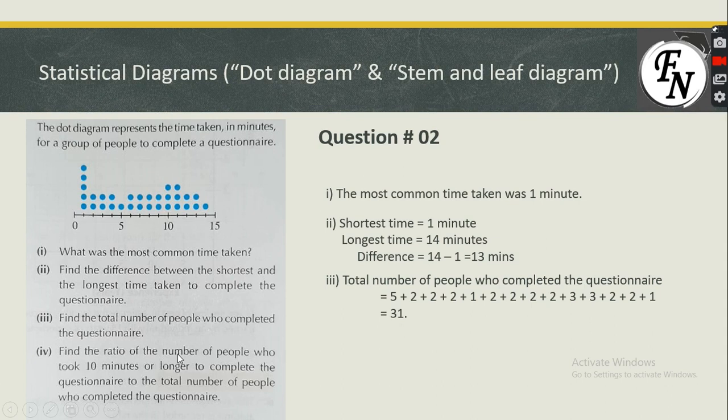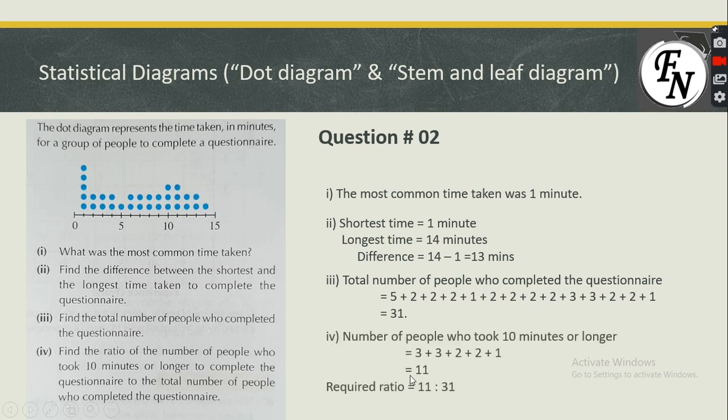After that, we need to find the ratio of the number of people who took 10 minutes or longer to complete the questionnaires to the total number of people who have completed the questionnaires. When we talk about people who took 10 minutes or longer, these are those people. So these are 6, 7, 8, 9, 10 and 11. So a total of 11 people did the questionnaires in 10 minutes or longer, out of the 31.